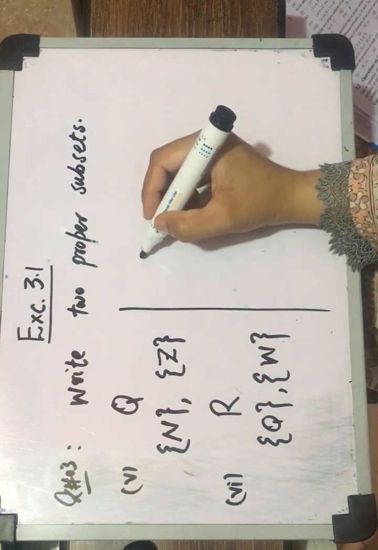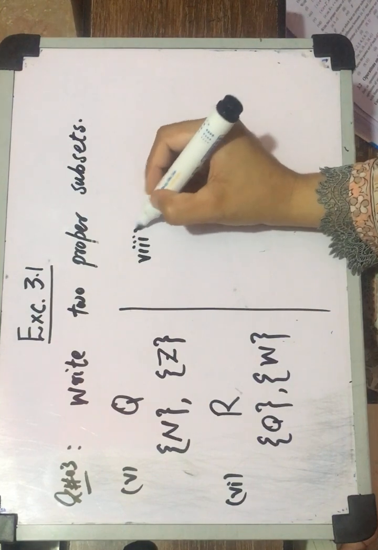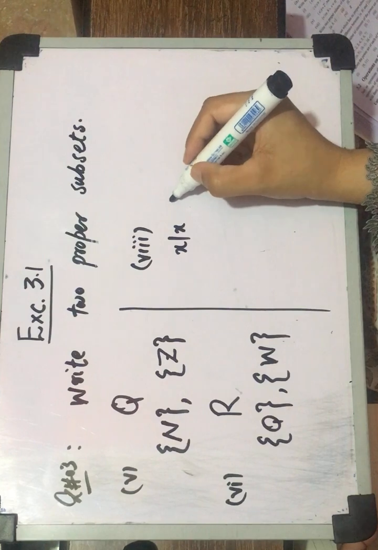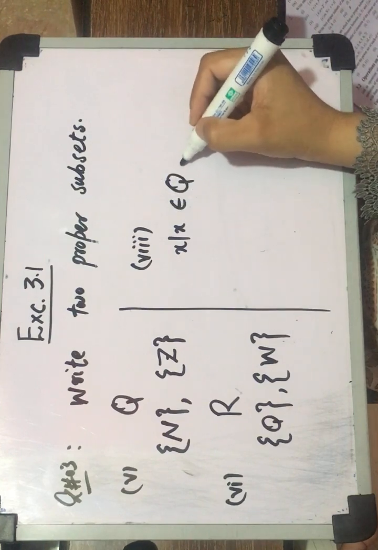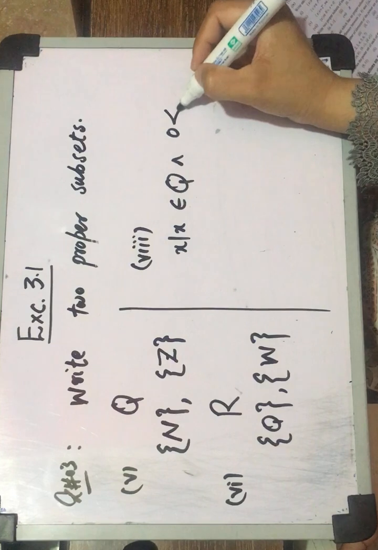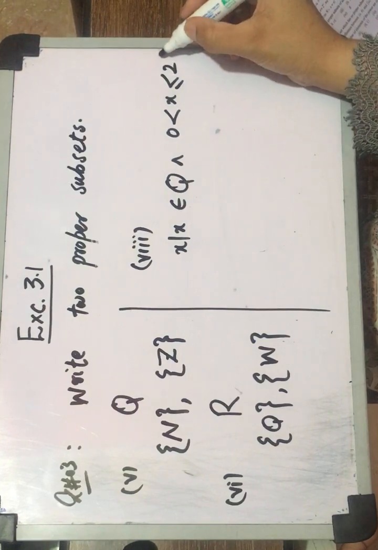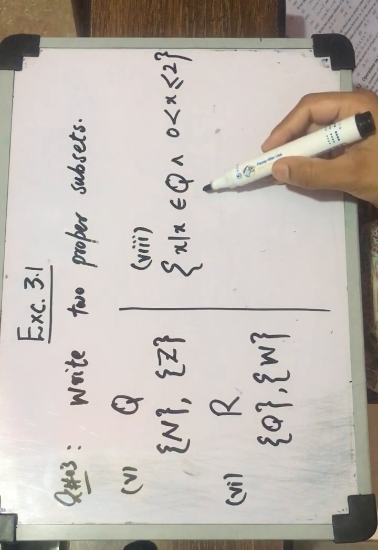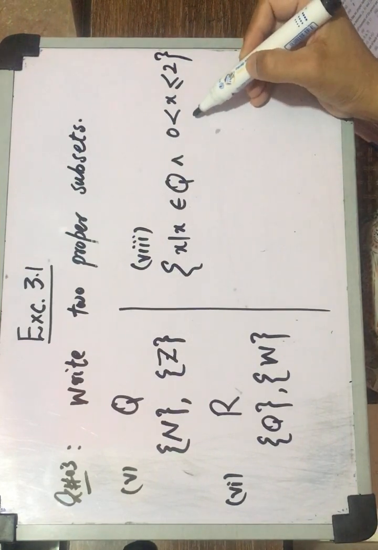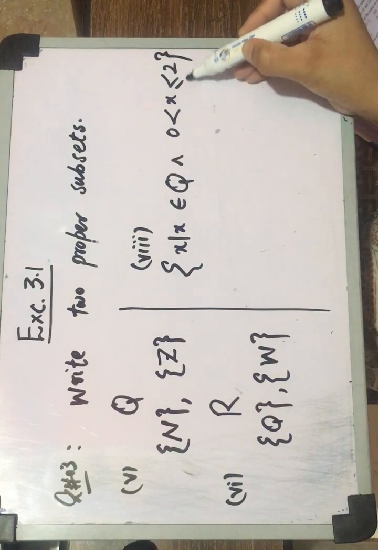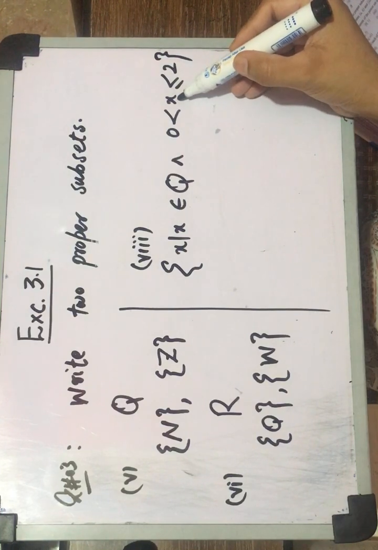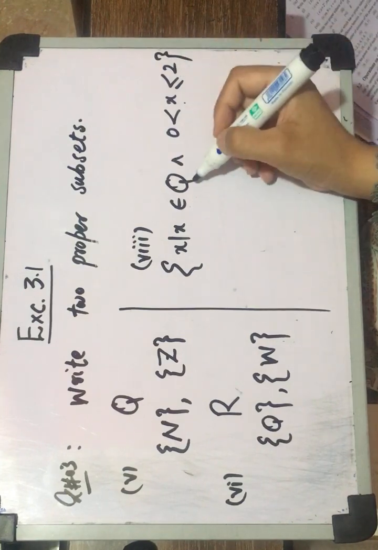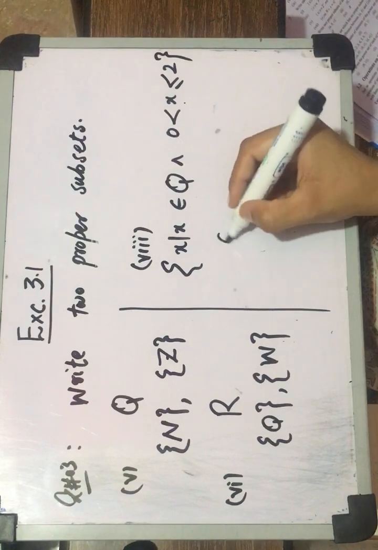Okay ji, then we have part number 8, and in 8 we have x such that x belongs to Q and 0 is less than x is less than or equal to 2. Now we have to take elements from the rational numbers and keep in mind this definition. What are the x? x must be less than or equal to 2 and greater than 0, and they must be rational numbers. And what are rational numbers?